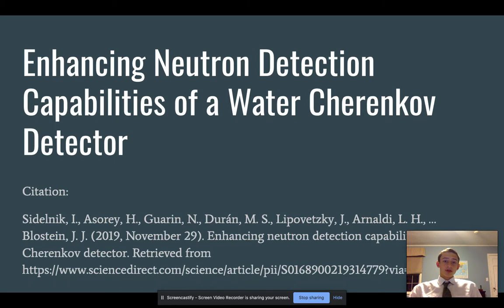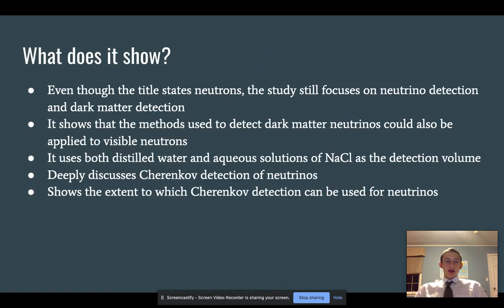The primary articles for the background are first, enhancing neutron detection capabilities of a water Cherenkov detector. Even though the title states neutrons and not neutrinos, it still focuses a lot on neutrino detection and dark matter detection. It shows how they can be applied to other fields, and that the methods used to detect dark matter neutrinos could also be applied to visible matter neutrons. It uses both distilled and aqueous solutions of NaCl as the detection volume. It doesn't only use water.